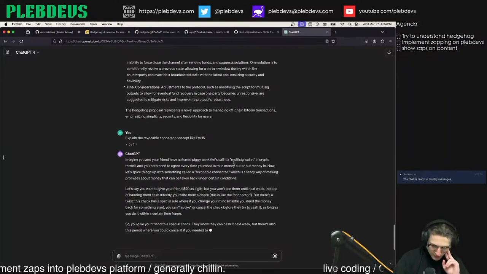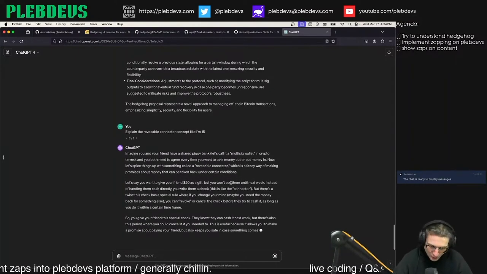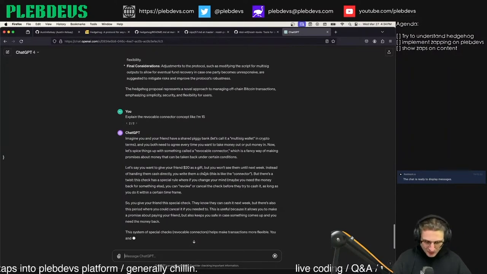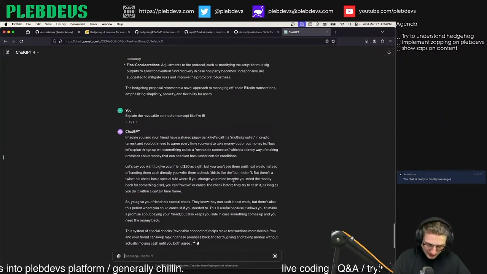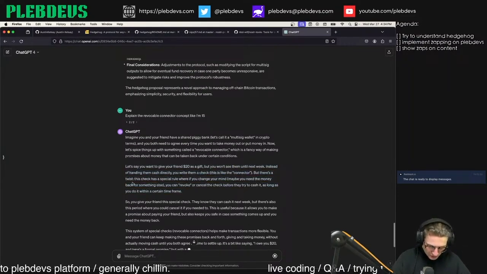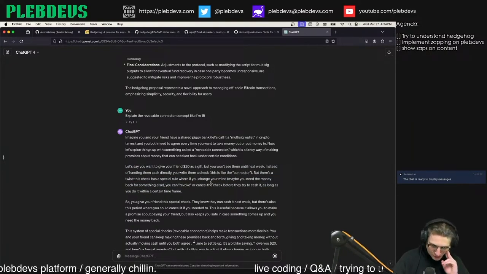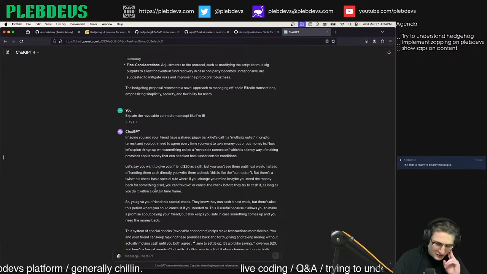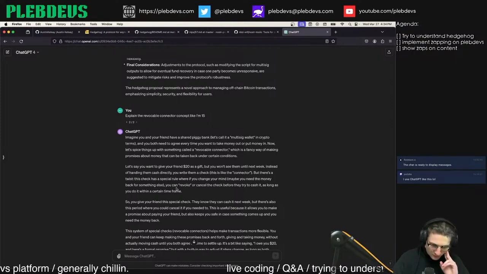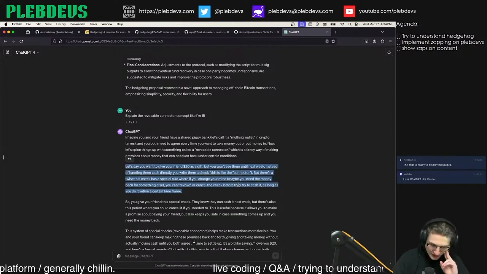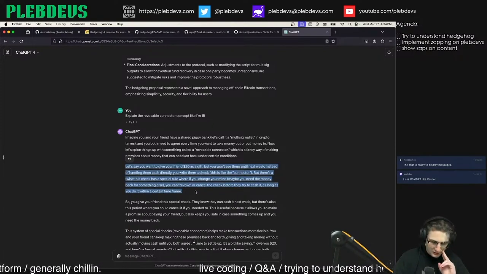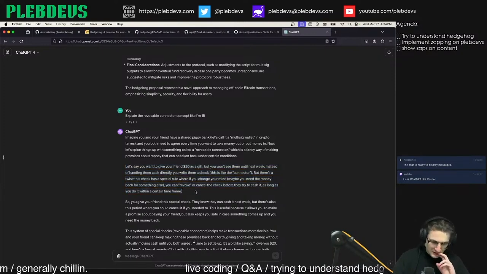Let's say you want to give your friend $20 as a gift, but you won't see them until next week. Instead of handing them the cash directly, you write them a check. This is like the connector. But there's a twist. This check has a special rule where if you change your mind, maybe you need the money back for something else, you can revoke or cancel the check before they try to cash it, as long as you do it within a certain time frame.